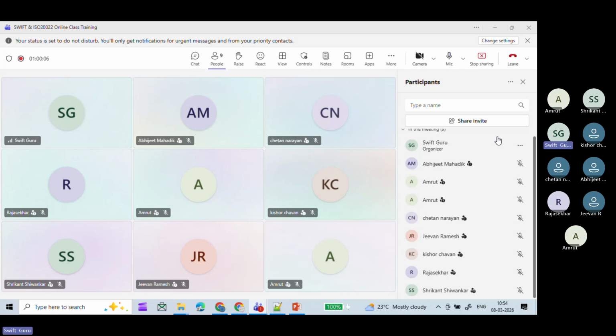For those also, an understanding of the Swift and ISO 20022 is required if you're going to lead or manage that particular project as well. So this kind of jobs you can get.